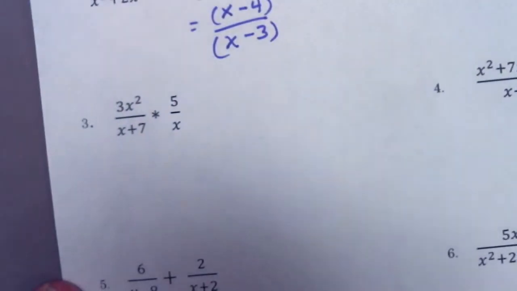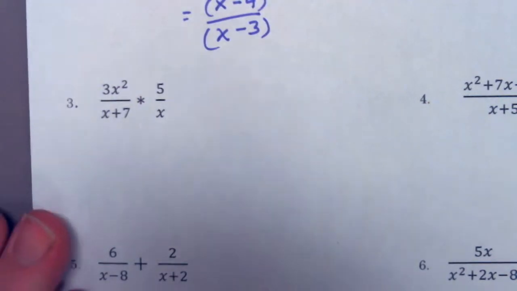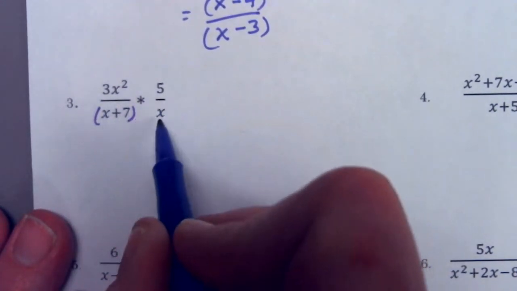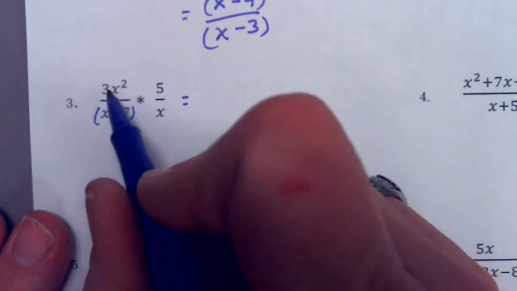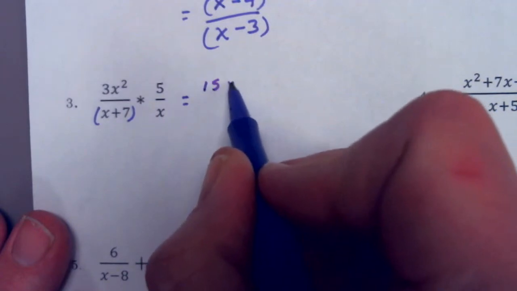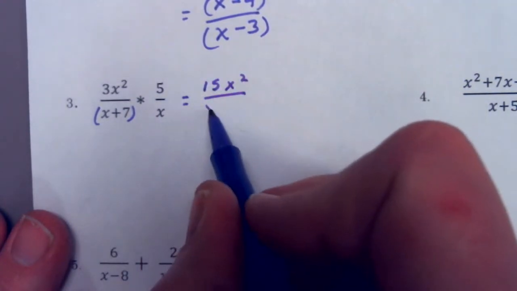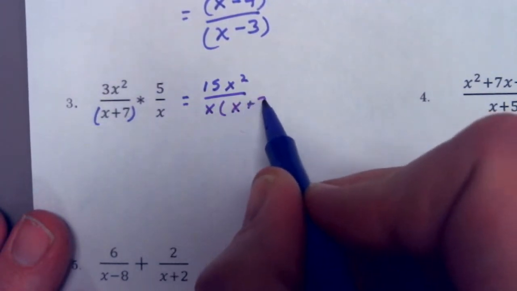Number 3, x squared over... 3x squared over x plus 7 times 5 over x. We're just multiplying, so we can multiply straight across. 3 times 5 is 15 with the x squared. In the denominator, x plus 7 times x. I like to put the monomials out front. So x times x plus 7.